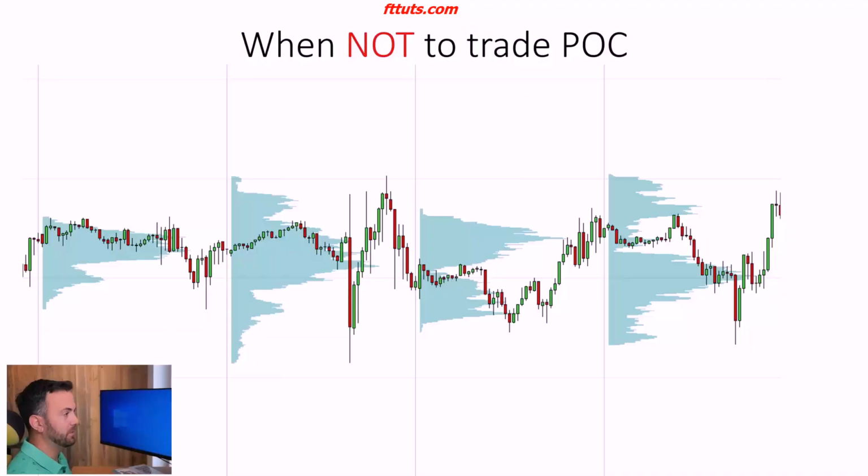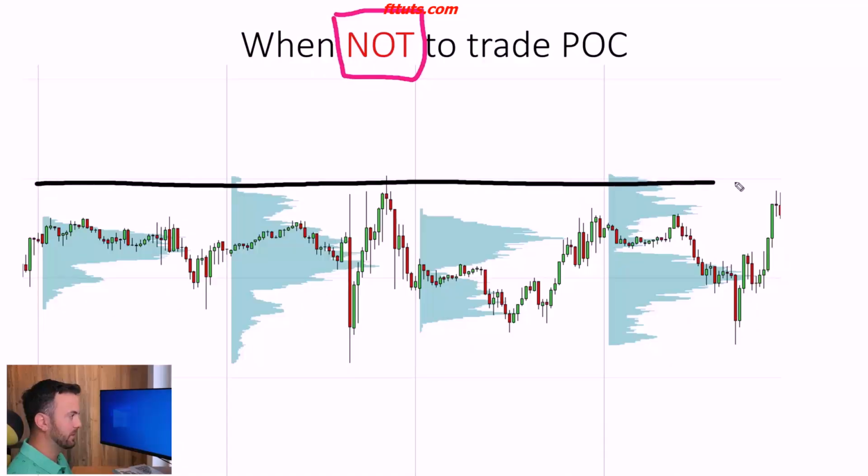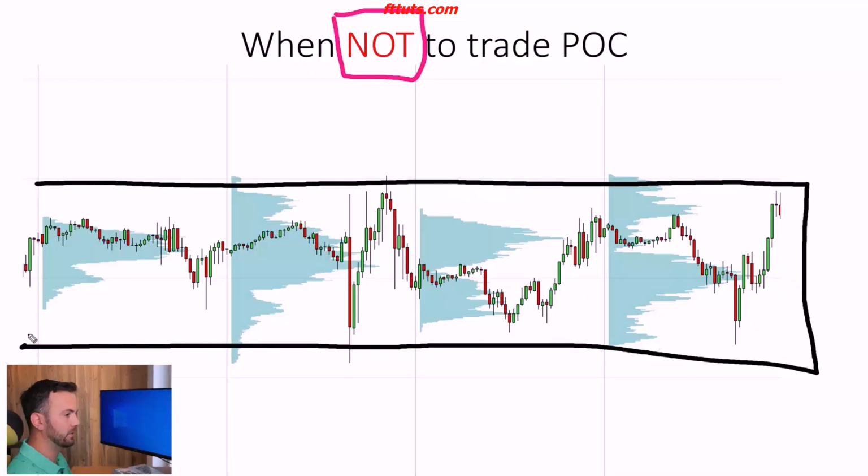Now, what I wanted to show you is when not to trade the point of control, because this is also very important, knowing when a strategy does work and when it does not, because there's no strategy that would work all the time, right? So when not to trade the point of control. When you notice that the market is going sideways, in a sideways price channel like here, then you don't want to trade the strategy of point of control pullbacks that I just showed you.